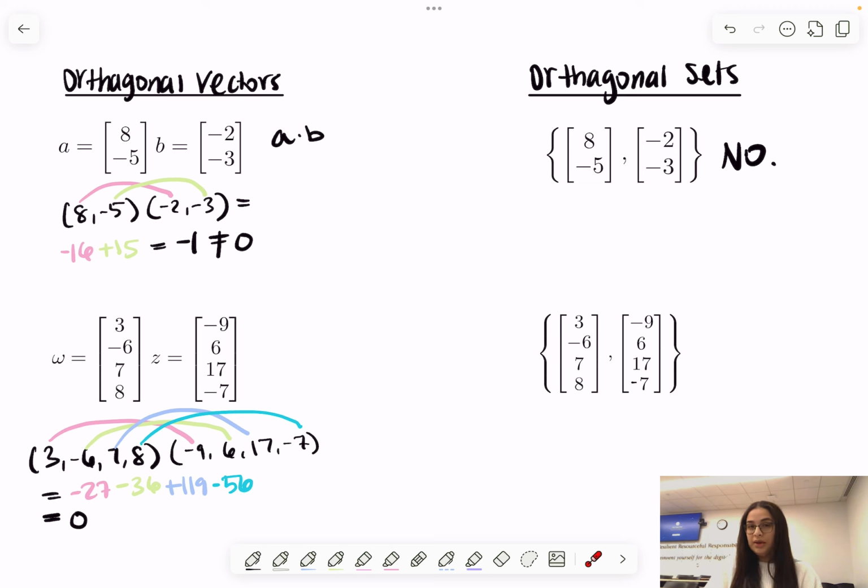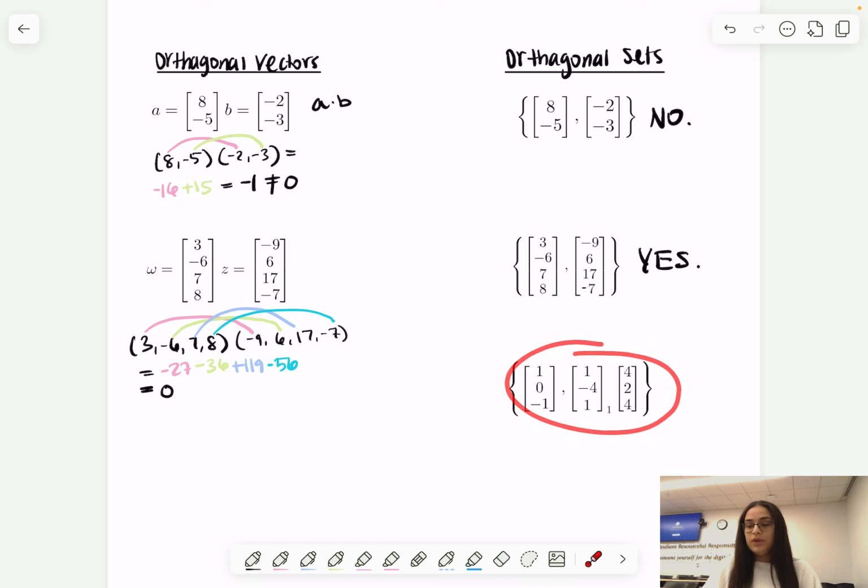What about this set? Is this an orthogonal set? Well, it would have to contain all orthogonal vectors, meaning that every vector in this set should be orthogonal. Their inner product should be equal to 0. And we already did that. We checked that the inner product of these is equal to 0. So therefore, because all of the vectors in this set are orthogonal, then we can say, yes, this is an orthogonal set.